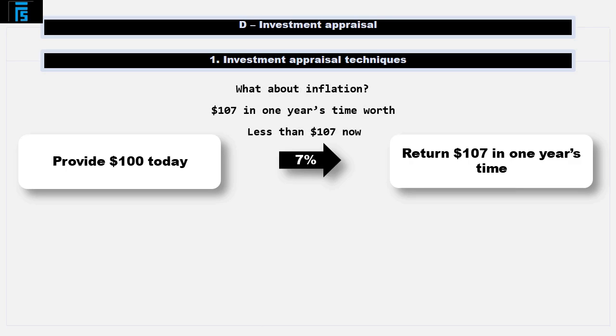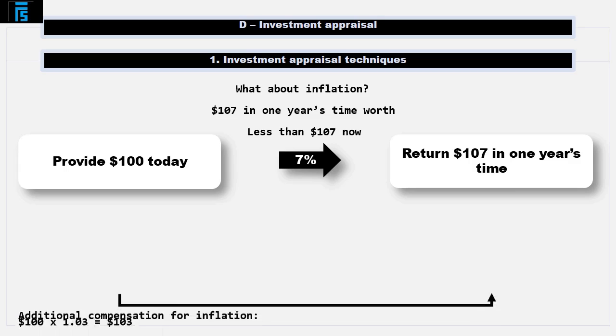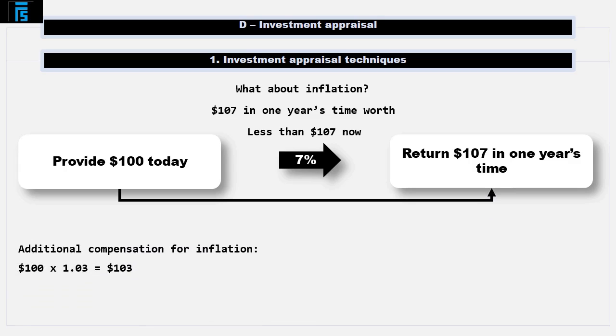Unfortunately though, prices go up over the year, so you won't be able to buy 7% more stuff with the money I give you back. If I want to give you a real return of 7%, this means I want you to be able to buy 7% more stuff at the end of the year. So, if inflation is running at 3%, I would need to give you 100 multiplied by 1.03 equals $103 at the end of the year, just so you haven't suffered from inflation.